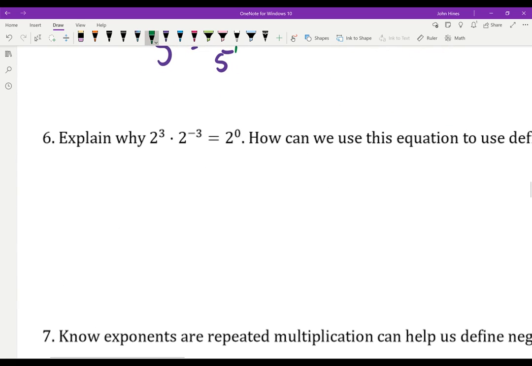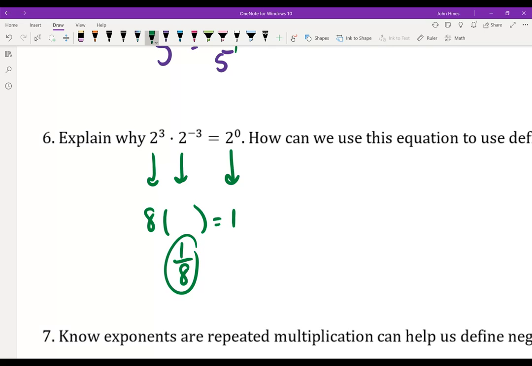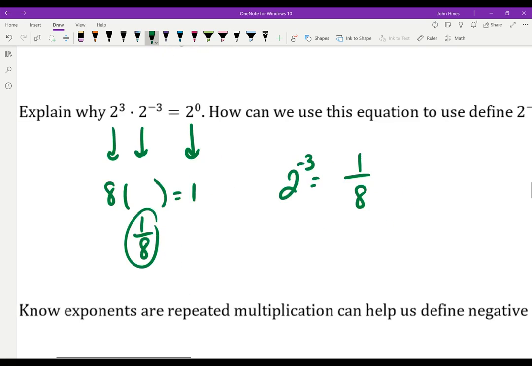Same idea again. 2 to the 3rd is 8. I don't know what that thing is. 2 to the 0, anything to the 0 power is 1. So what has to go in there? Well, that has to be 1/8. So 2 to the negative 3 has to be 1/8.